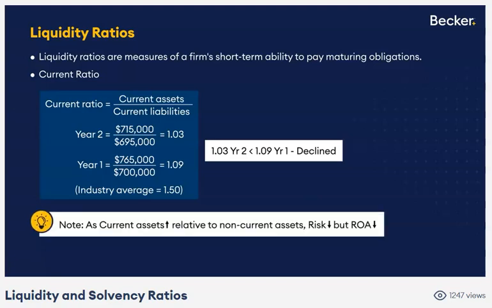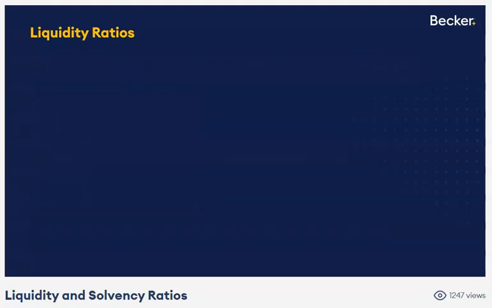Now, note something here for me. As current assets go up relative to non-current assets, there's no doubt that if you have more cash and marketable securities on your balance sheet, you're going to be less risky. That's the good news. But then there's bad news. You know from having money in a checking account or a savings account, what kind of return do you get when you put your money in the bank? Not much. So when you have a lot of current assets relative to non-current assets, there are pros and cons. The pro is there would be less risk of short-term distress, but the return on assets is likely to be much lower as well.